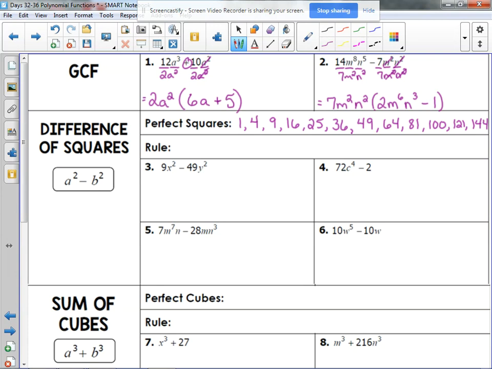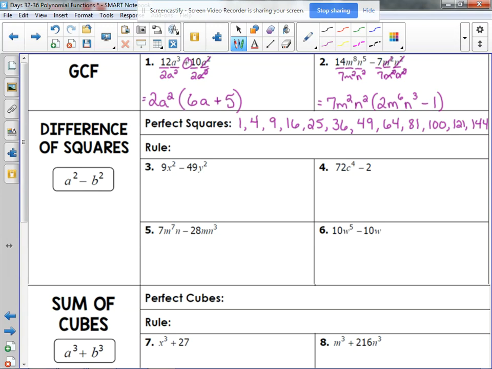I could keep going. That's probably about as far as you're going to go in most of your problems, but you could keep doing the list. 13 squared, 14 squared, 15 squared, etc. Those are what we consider our perfect squares.